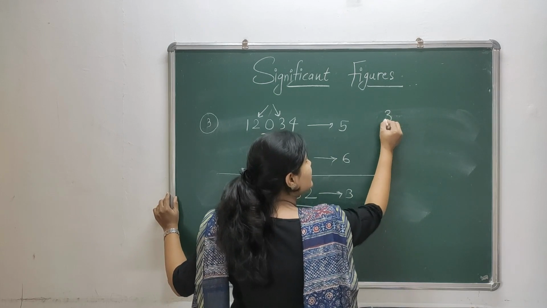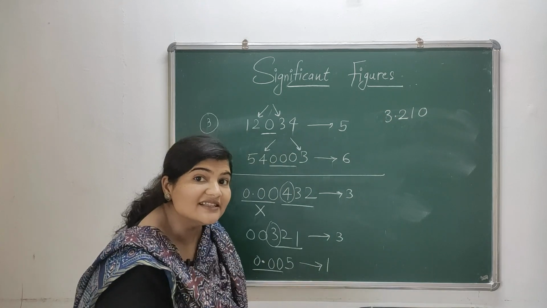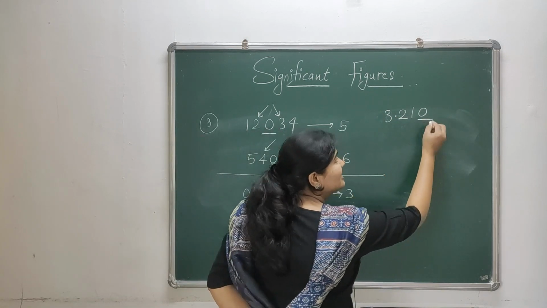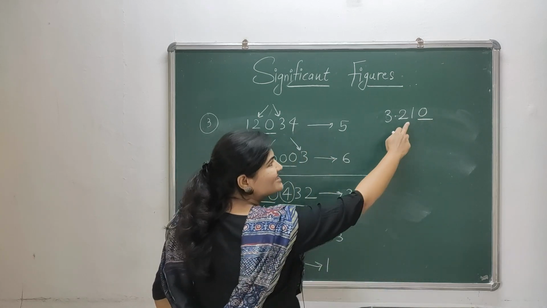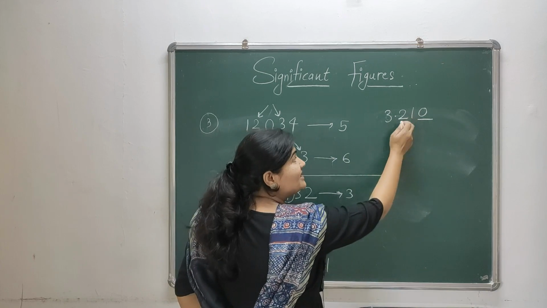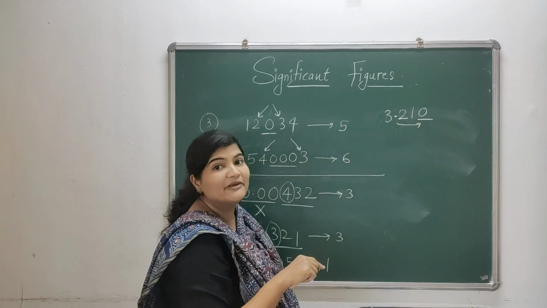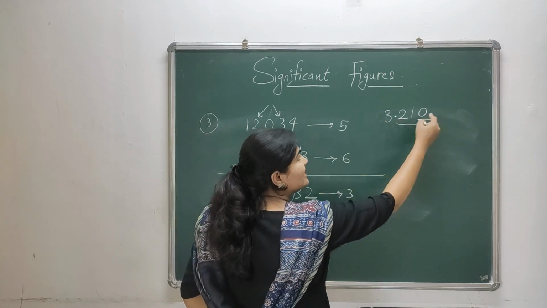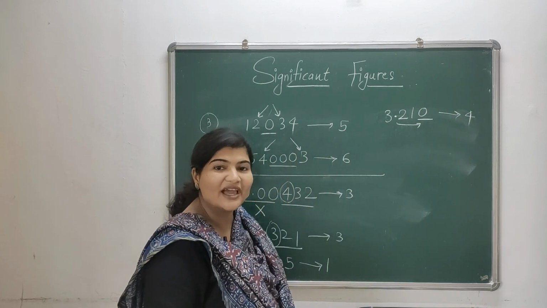Or let's take 3.210. Here the zeros are not towards the left. Here they are terminal. They are present on the right side of a non-zero digit, and they are placed on the right side of the decimal point. Then they will be considered significant. So in that case 1, 2, 3 and 4. 4 significant figures will be there. Okay, are you getting it?